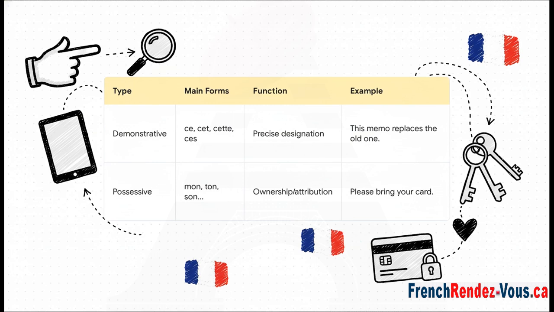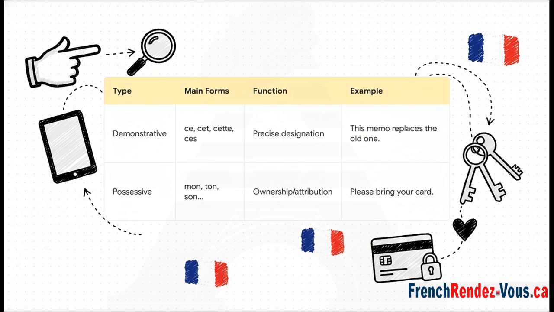All right, next up, let's talk about how we point to things and show who owns what. The demonstratives, that's words like ce, cette, are basically like pointing your finger. They mean this or that. Look at the example. Cette note remplace l'ancienne. This memo replaces the old one. It's super precise.